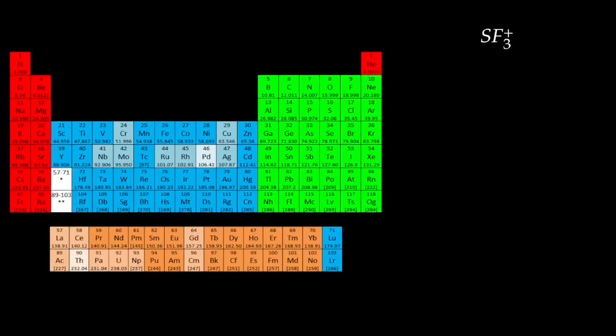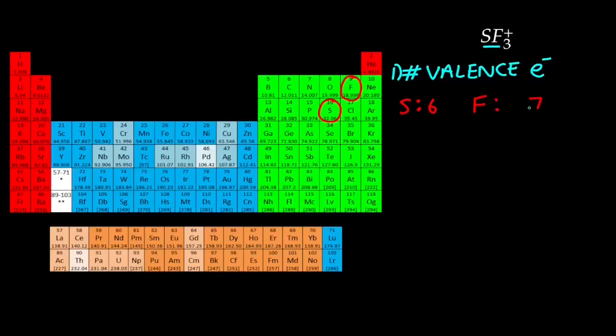Lewis diagrams are used to determine the skeletal structure of a covalently bonded molecule or polyatomic ion, using a set of rules. So first we determine the number of valence electrons. So using this example of the sulfur trifluoride cation, sulfur has 6 valence electrons, and fluorine has 7. So given there's 3 fluorines, that gives 21 valence electrons. So in total, we have 27.